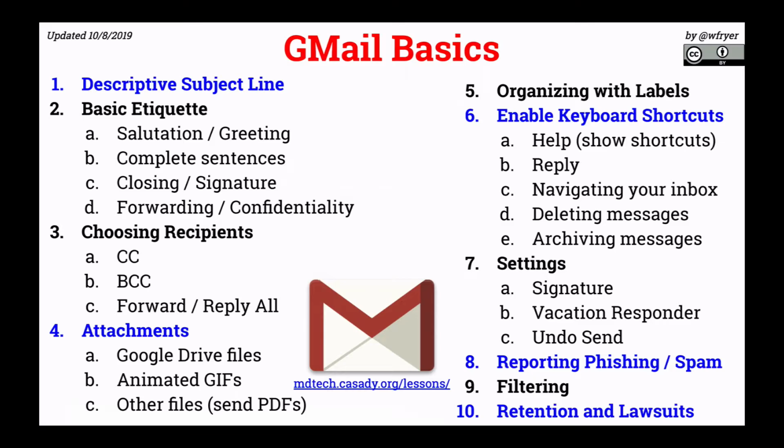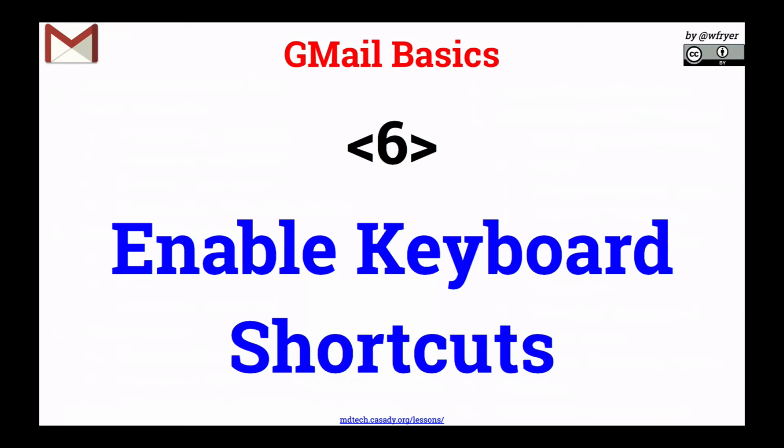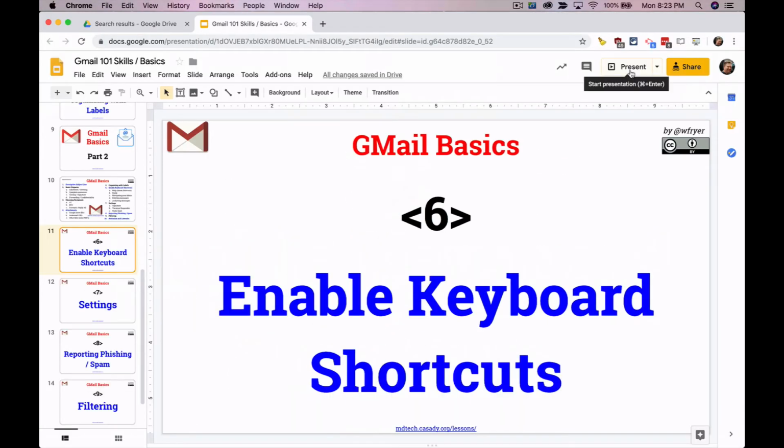This is part two of the series Gmail Basics, and in this episode we're going to be covering skills 6 through 10: enabling keyboard shortcuts, using several settings, including the signature, vacation responder, and undo send setting, reporting phishing and spam, filtering your messages, and then talking briefly about retention and lawsuits. So let's go ahead and get started, first of all, by enabling keyboard shortcuts.